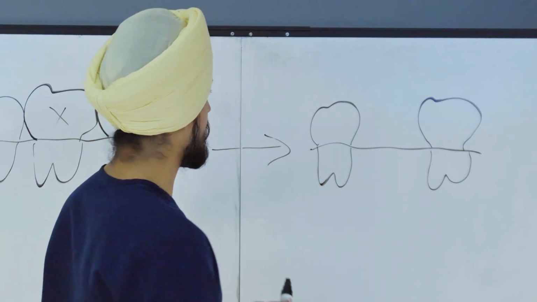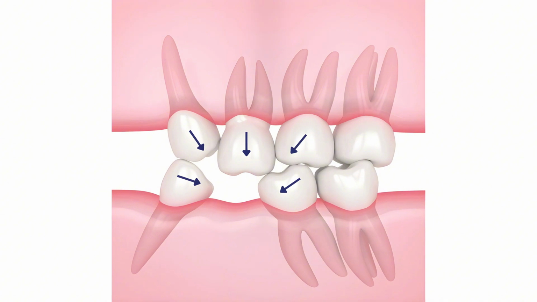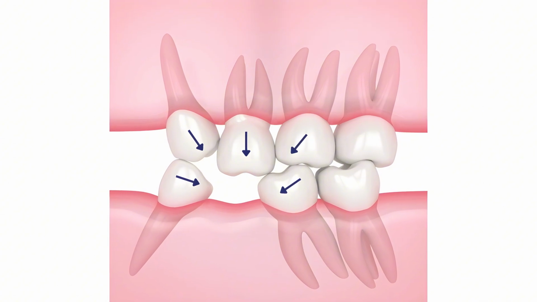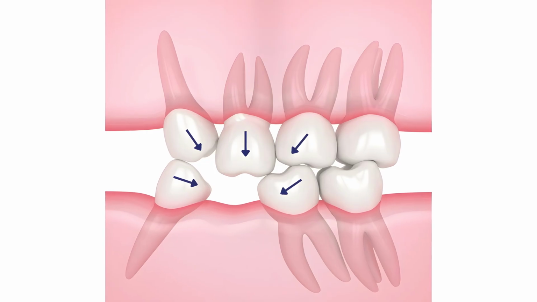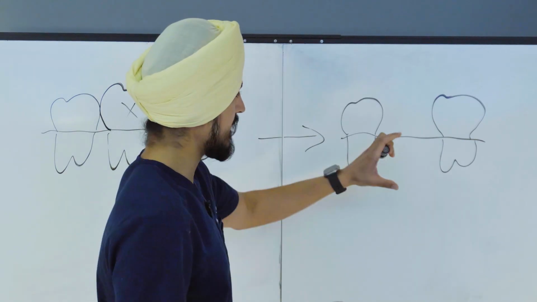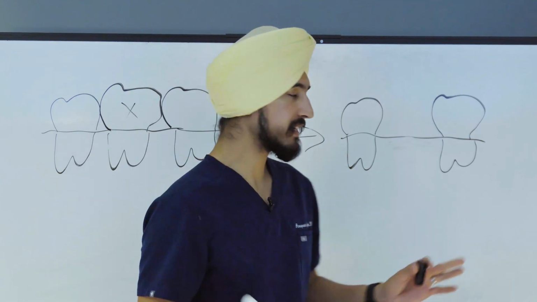But also what happens is these neighboring teeth will start to drift in, and then the tooth that normally bites here will start to hyper erupt. It'll start to grow into this missing space. So it's a good idea to replace it to prevent that from happening. So that's where a dental implant comes in.